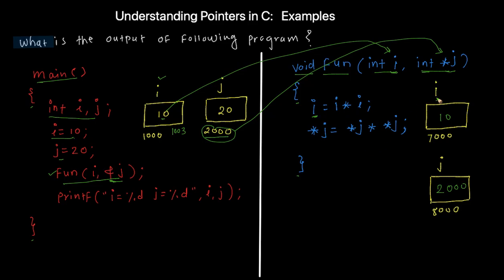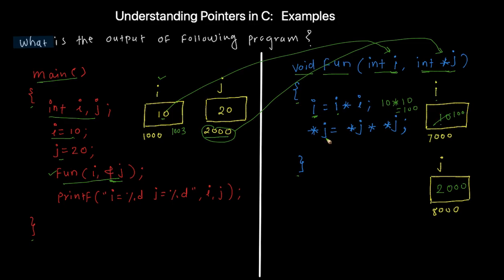So this I value is equal to I, what is I now? 10. 10 into 10, right? So this is not a dereference operator, this is a multiplication operator, right? So 10 into 10 is 100. So this will become 100 now, right? So this 100 will be assigned to I.